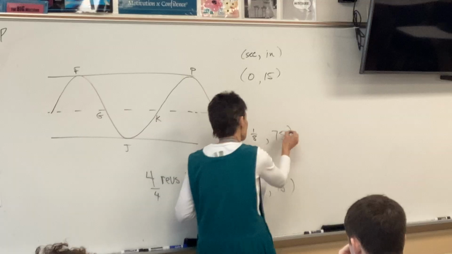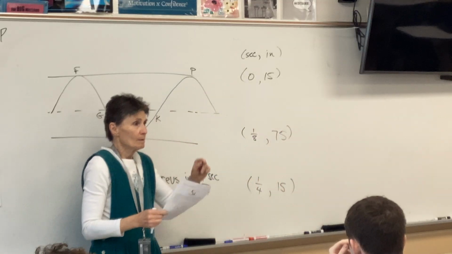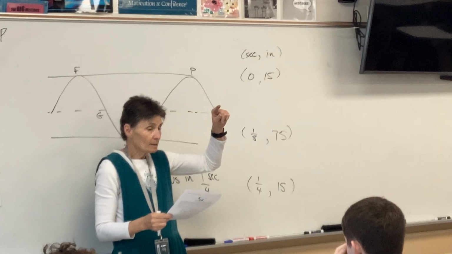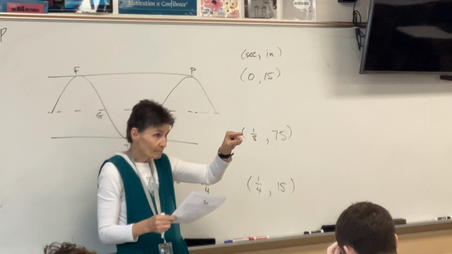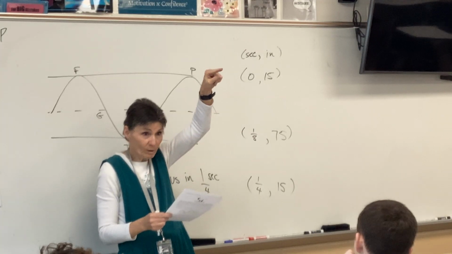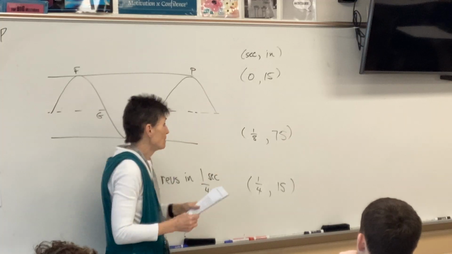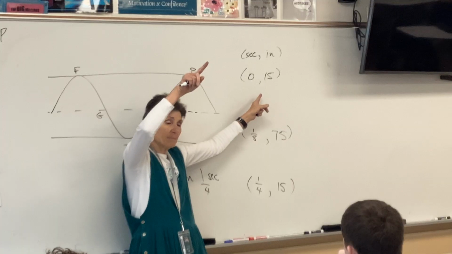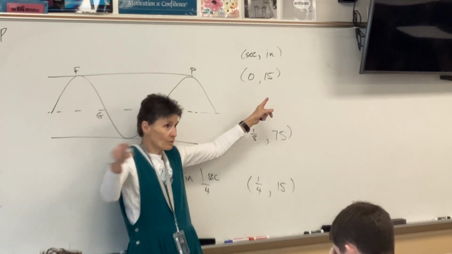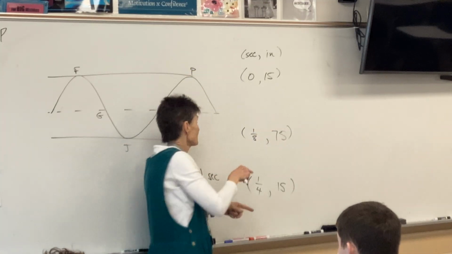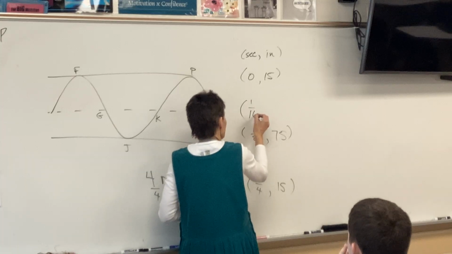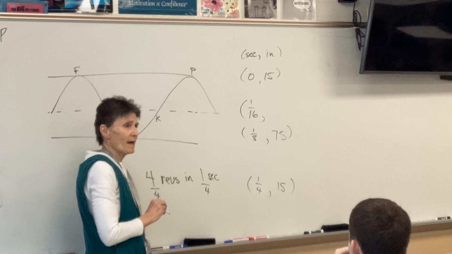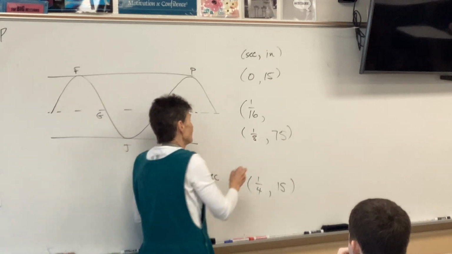Why do we think it's 75? Because the diameter of the wheel is 60, so it's 60 above where it was. Okay, so this is at the bottom, this is at the top. So halfway, it's straight across. So that'll be half of that, 1/16. What will that be? 45.